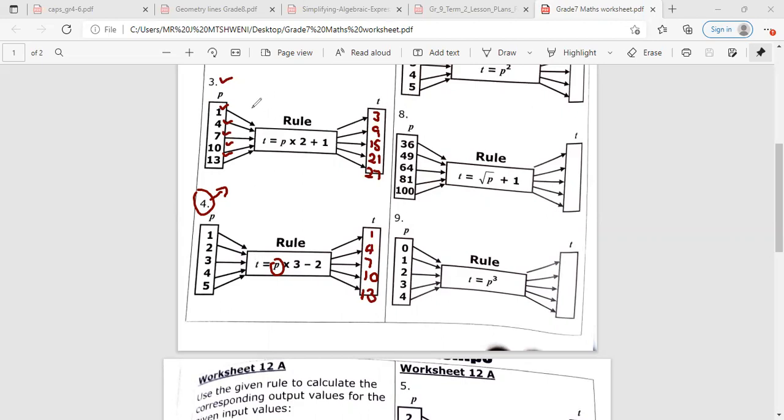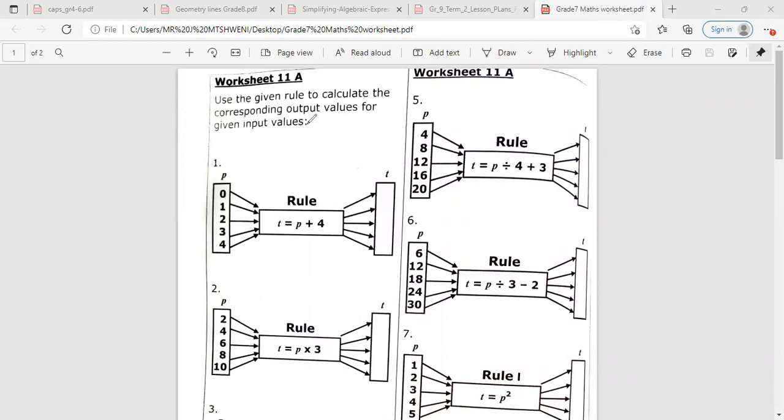Once you understand number 1 to number 4, it is easy for you to find the other output values, whether their rule differs or not. But let us continue to do number 5 and see where we can stop.